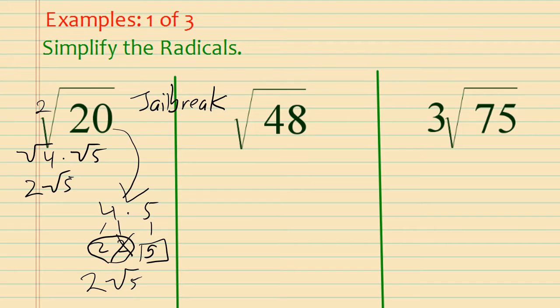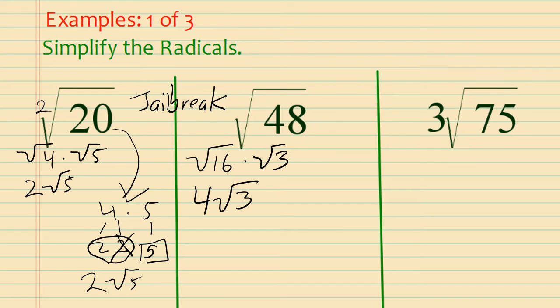Square root of 48. We ask ourselves, what is the biggest perfect square that goes into 48? The answer is 16. So I can rewrite square root of 48 as square root of 16 times square root of 3. Do I know what the square root of 16 is? I do. It is 4. Do I know what the square root of 3 is? I do not. Do I care? I do not. It will stay as the square root of 3.